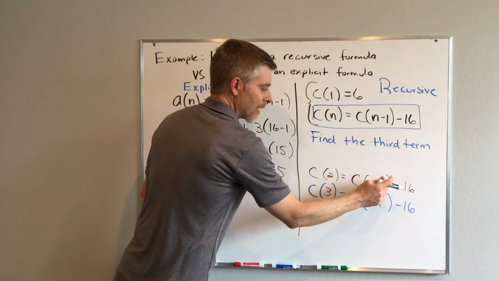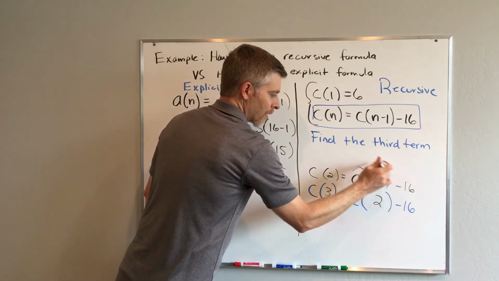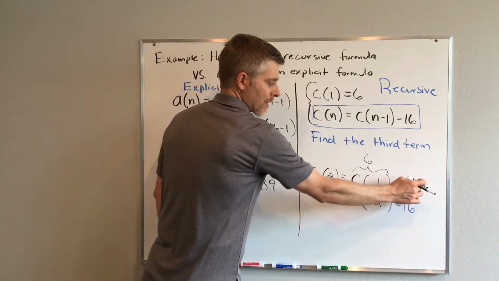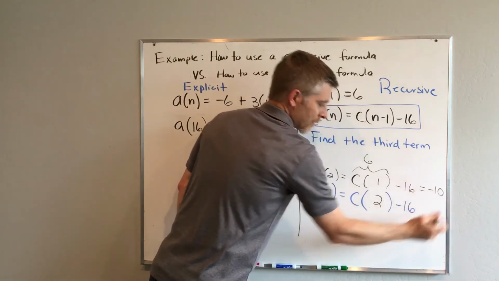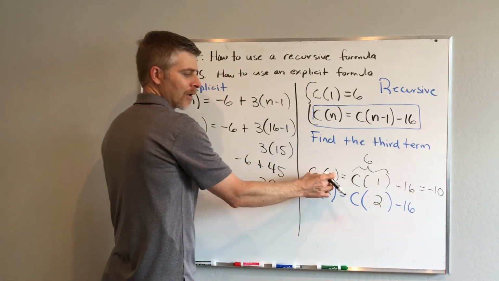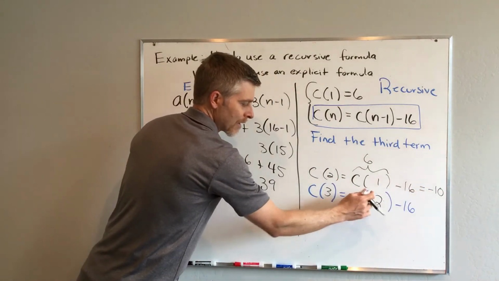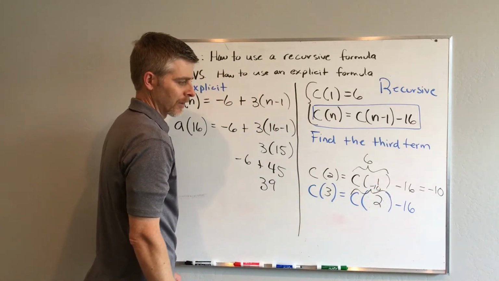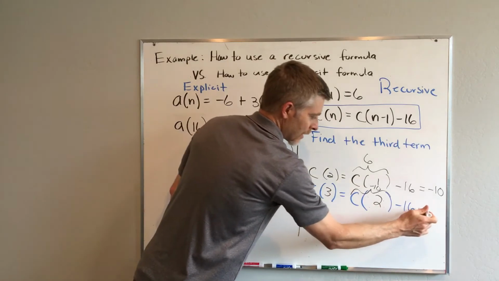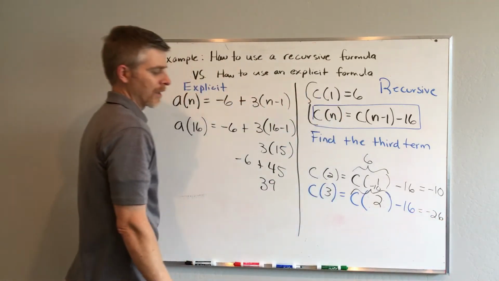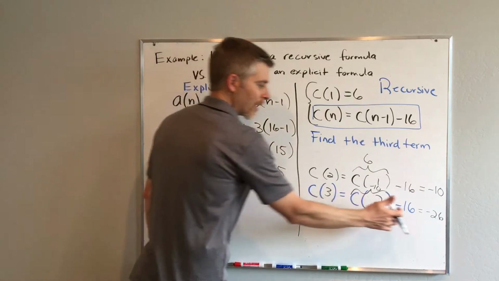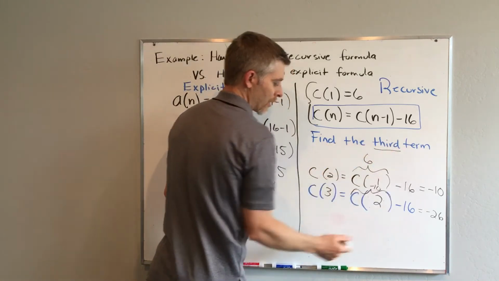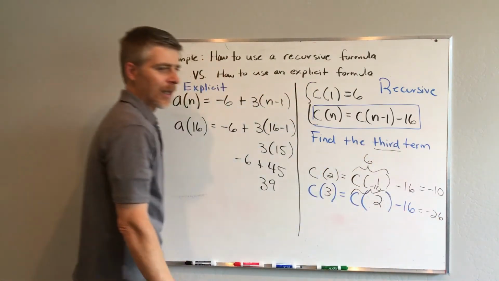So now I can plug 6 in for C of 1. I can replace C of 1 with 6. 6 minus 16 equals negative 10. But now I know that C of 2 is negative 10. So I can replace C of 2 with negative 10. All right? And then negative 10 minus 16 equals negative 26. Oh, now I know that C of 3 is negative 26, and that's what I wanted to find. Find the third term. C of 3 equals negative 26.